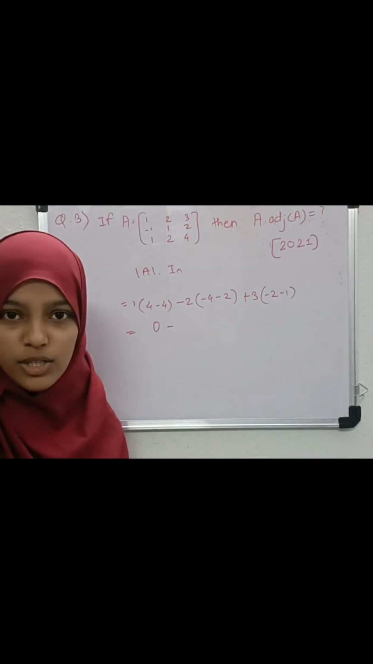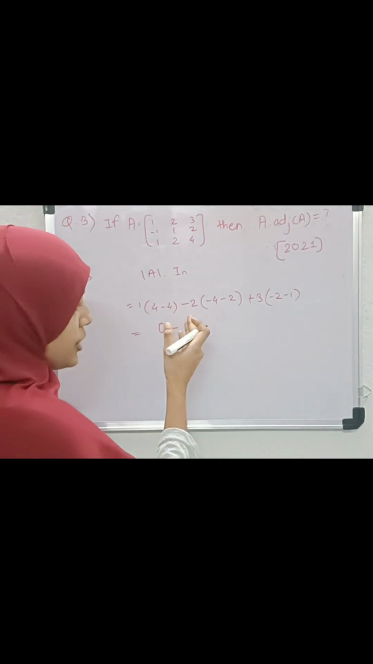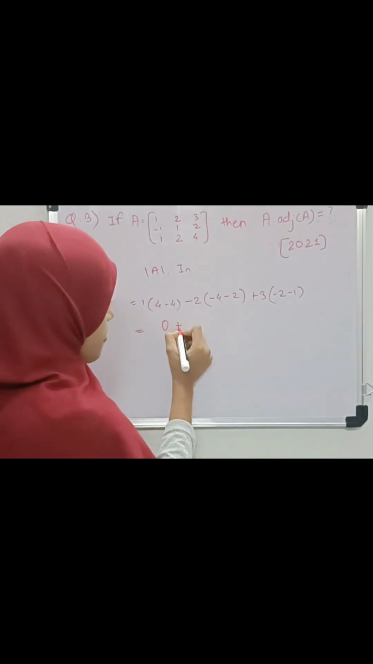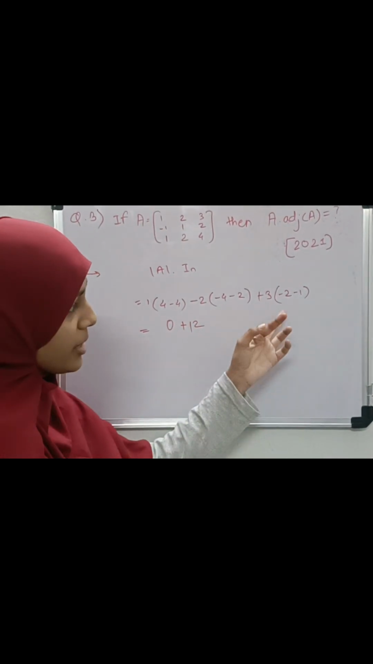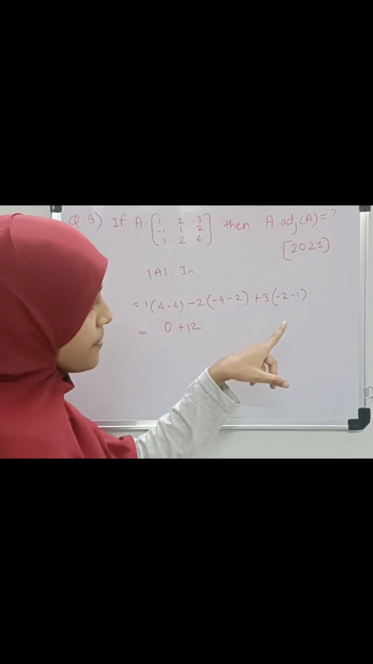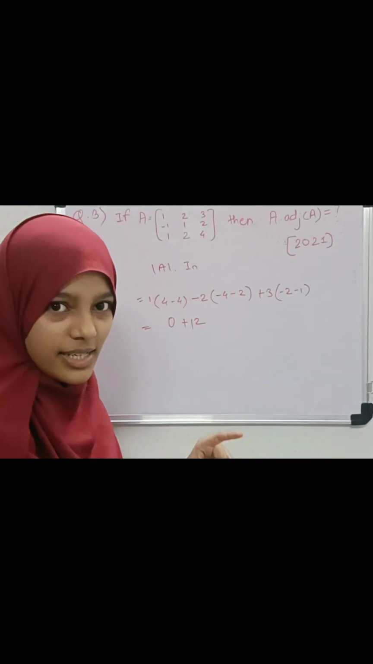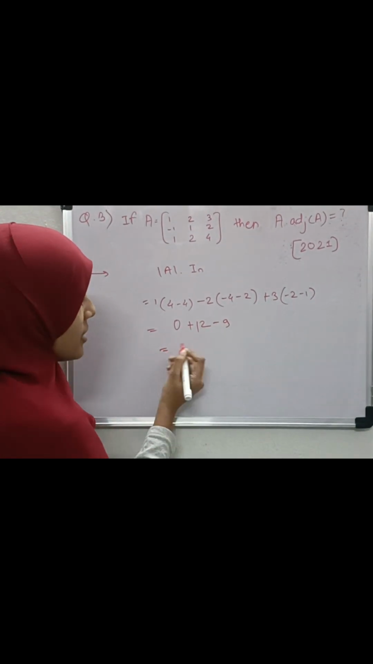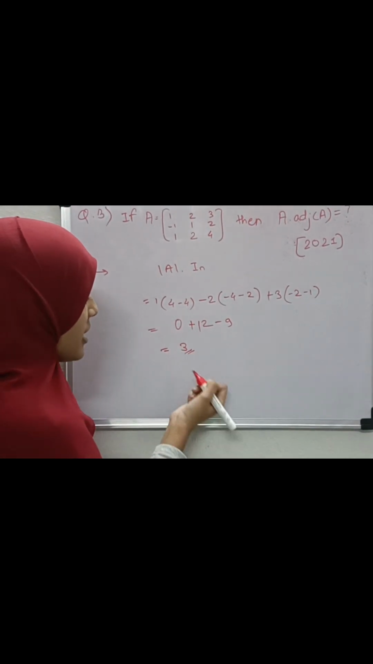Minus 4 and minus 2 is minus 6. Minus 6 into 2, that is minus 2, that is 6 2s are 12, but minus minus will get plus, so it will be plus 12. Minus 2 minus 1 is nothing but minus 3. Minus 3 into plus 3, that is minus, but 3 3s are 9, that is minus 2 plus 9, which is nothing but 3. So our determinant is 3.